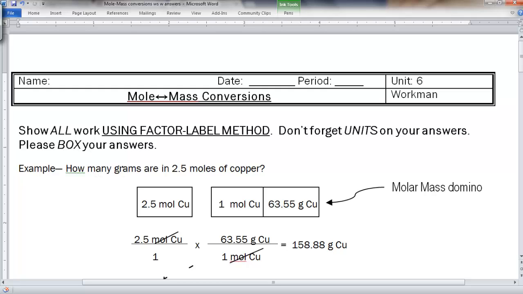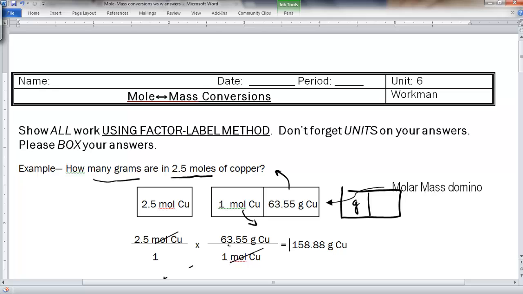So if you were given 2.5 moles of copper and you were asked how many grams that was, this is how you do it. If you're doing the domino method, of course, what you do is you line up your moles with your moles, and what's not actually shown in this document is another domino, which would be your gram domino. You match your grams with your grams. And then you rotate your domino counterclockwise, and what you get from rotating that domino is grams over moles.